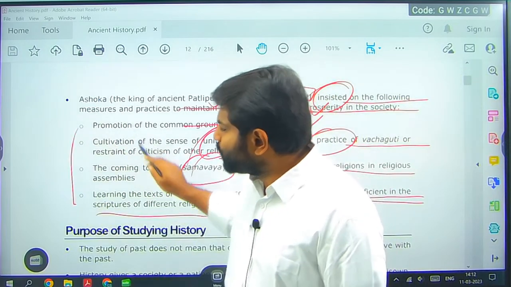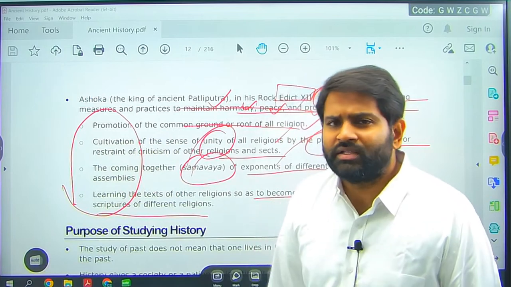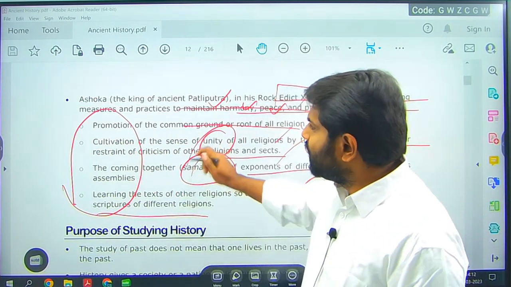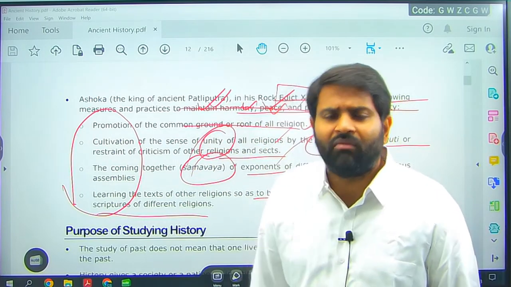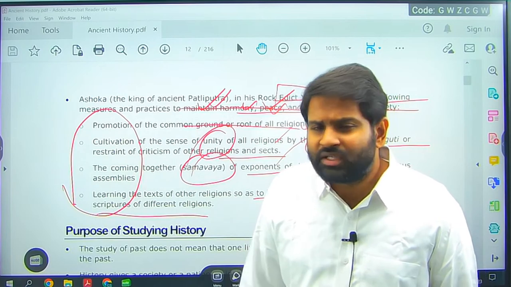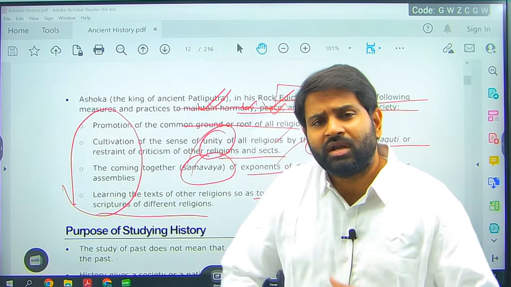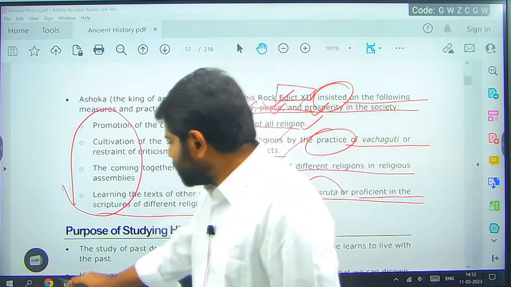So religion used to play a major role in those times, but nowadays the countries are leading a secular life, because of which religion has less dominance. But still, this is going to be important. What is there in Rock Edict 12 is quite important. It is important for history, it is important for polity, it is important for administration, it is important for ethics. Likewise, history is very important.